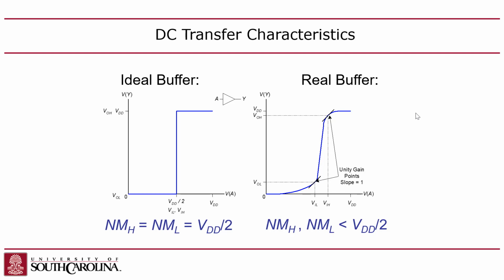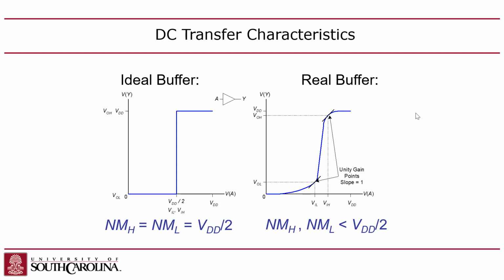Okay? And then the output of that gate should just always be 0. The output, VOL, voltage output low, should be 0, and voltage output high should be 1 volt, right? Ideally, right? But in reality, this is really the kind of curve you see in a real gate.